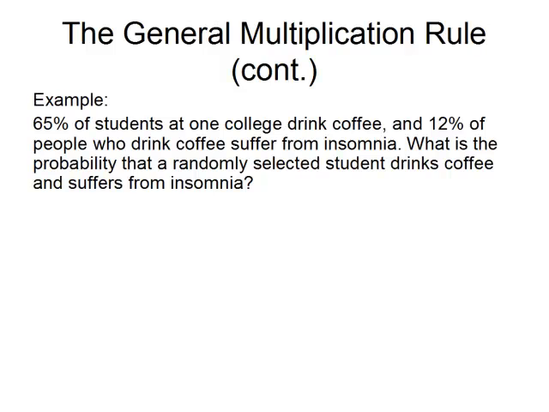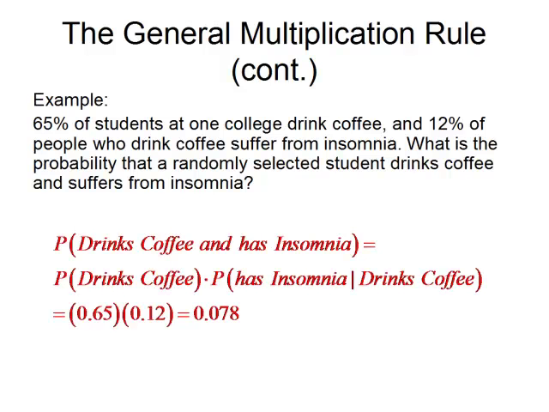Let's take the following example. 65% of students at one college drink coffee, and 12% of people who drink coffee suffer from insomnia. What is the probability that a randomly selected student drinks coffee and suffers from insomnia? So we're looking at the probability that they drink coffee and have insomnia, which equals the probability that they drink coffee times the probability that they have insomnia given they drink coffee. So it's equal to 0.65 times 0.12, which equals 0.078.